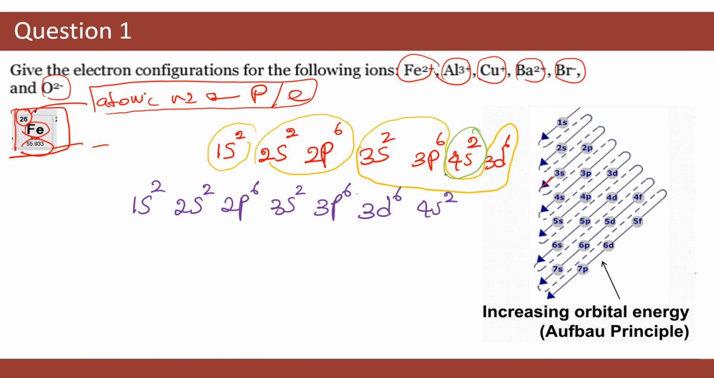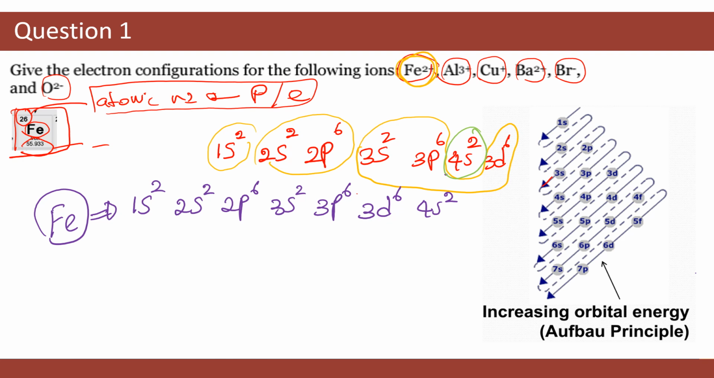Does that make sense? Now this is for Fe, but that's not what we need to write. We need to write for Fe2+. 2 plus means what? How it becomes a positive ion. It should give 2 electrons away. If it gives 2 electrons away, then it will become a 2+ ion. So which electrons will it be taking away?